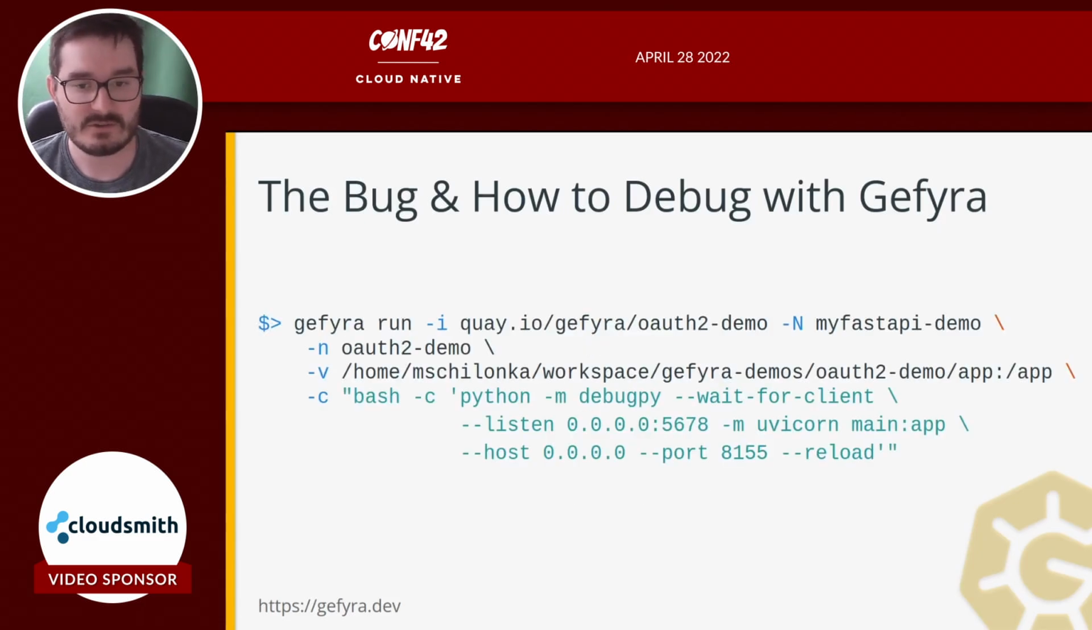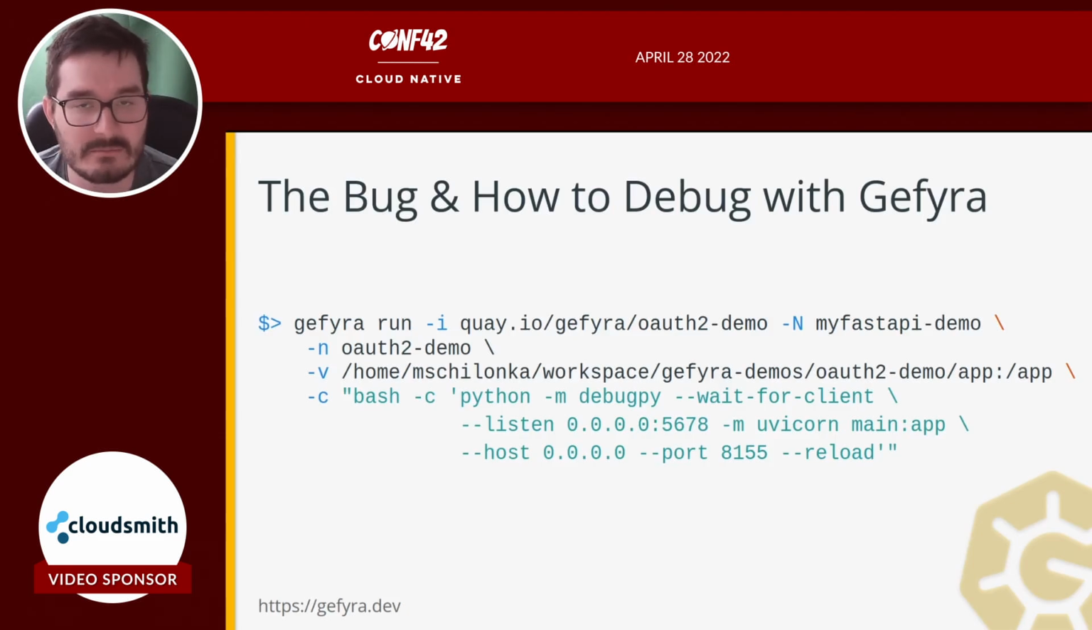So the Gefyra run command with this parameter list is doing the following. I specify the image. This is basically the same image that is deployed to my Kubernetes cluster at the moment. I'd like to assign a name, it's my fast API demo, for further reference. I want this container instance to run in the OAuth2 demo namespace, which is the namespace for my example application. And I'd like to mount my current working tree to this container. I am overriding the starter command here.